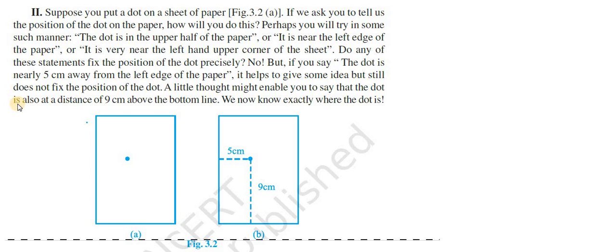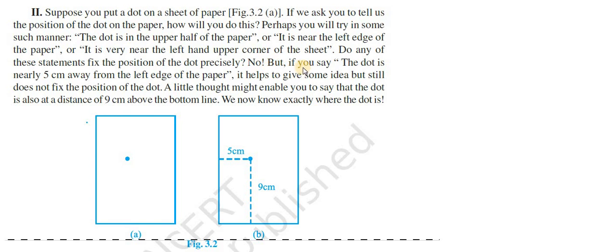But if you tell it logically or mathematically, how can you tell it? Perhaps you will try in some such manner: the dot is in the upper half of the paper, isn't it? It is near the left edge of the paper, or it is very near to the left-hand upper corner of the sheet. Do any of these statements fix the position of the dot precisely?